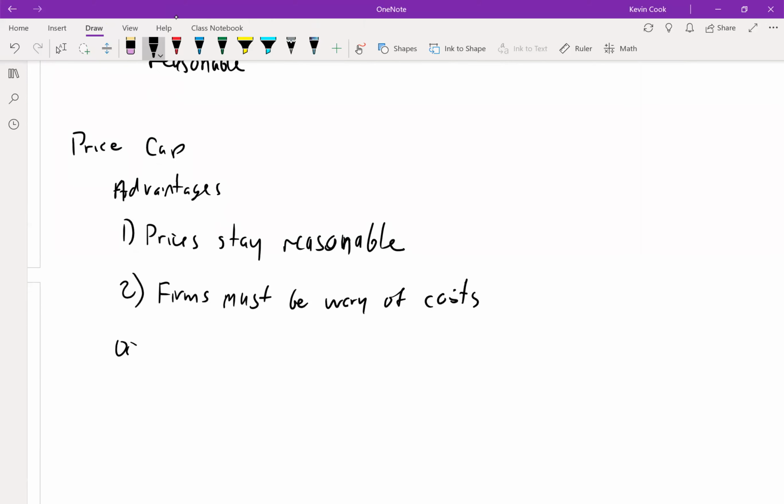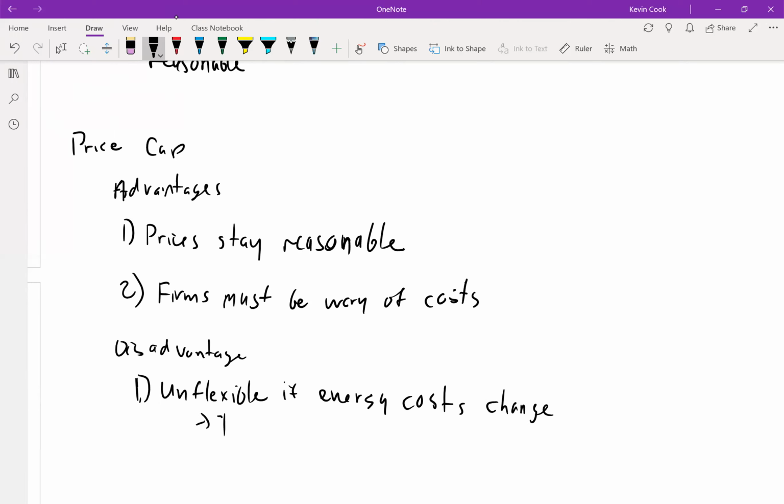But the disadvantage to the price cap, and again, this could be how you look at it, but the disadvantage that could come up is it's inflexible if energy costs change, or in times of shock. So if the cost of energy, say, doubles overnight, potentially the price that's outside of the company's control could go up and they need to charge a higher rate to be able to pay their bills, but because of this price cap, they're not able to.